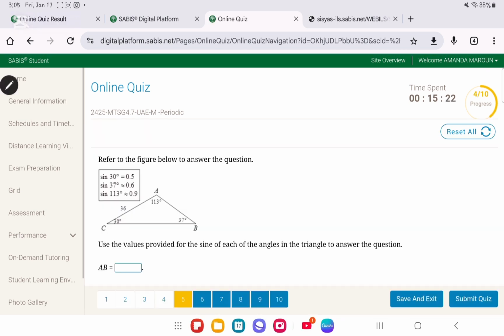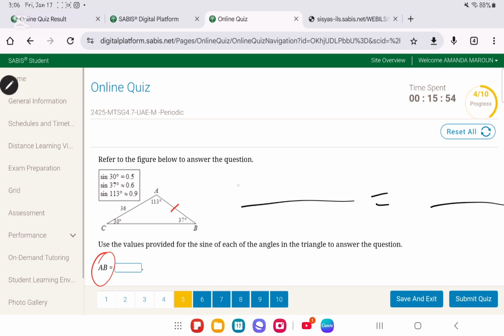Here, pay attention. We are given what? We are given the sine of the angles. Okay, and they need us to find what? They need us to find side AB, which is over here. Now, very simply, we can apply the sine rule. What does the sine rule state? The sine rule states that the sine of an angle divided by its opposite side is equal to the sine of another angle divided by its opposite side. Of course, it has to be in the same triangle.